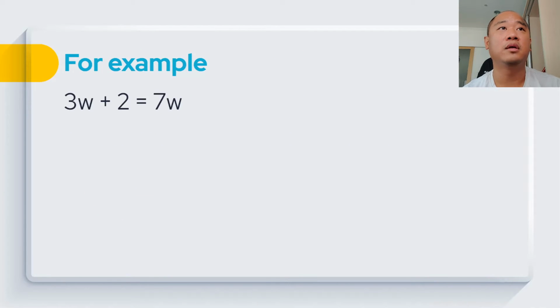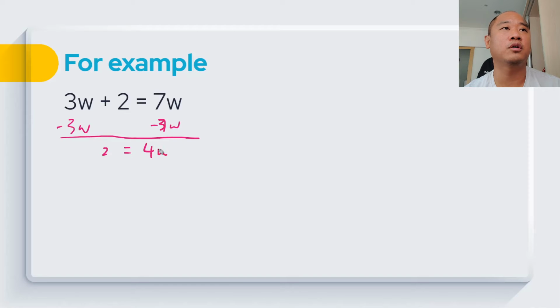For example, here we have 3w plus 2 equals 7w. So there's two ways we can solve this, right? We could subtract 3w from both sides. And alternatively, we can subtract 7w from both sides. And either way will eventually work. But of course, I would recommend that you subtract the 3w because that is going to be less work.